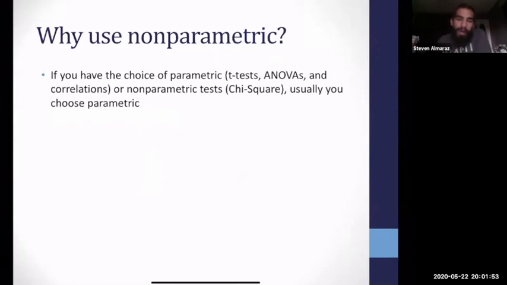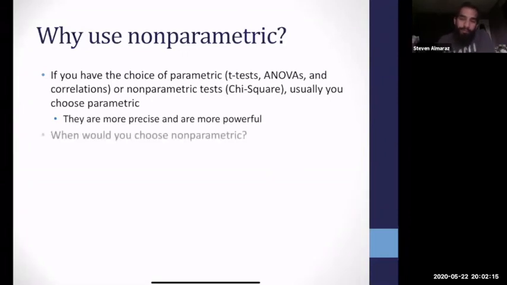So why might we want to use a non-parametric test? Honestly, we don't really want to. If you've got a choice between parametric tests or non-parametric tests, you're almost always going to go with the parametric tests. They're just better. They're more precise. They're also more powerful. You can get nice exact numbers. But there are certain times where we sort of need to use non-parametric tests.